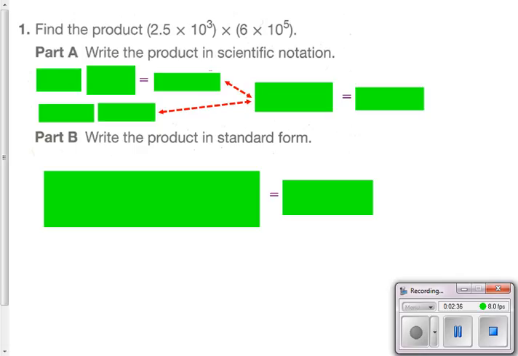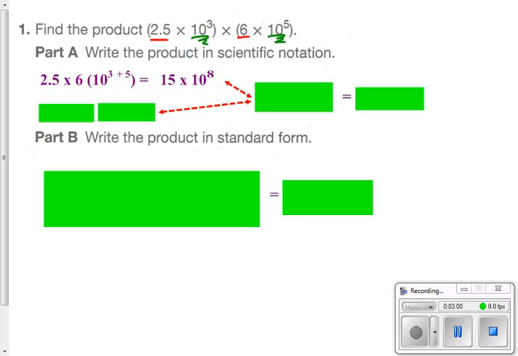Example 1: find the product of 2.5 times 10 to the 3rd times 6 times 10 to the 5th. Write the product in scientific notation. So two scientific notations here. I'm multiplying, so I'd start off by multiplying those numbers first. Then I take my exponents, 10 to the 3rd times 10 to the 5th. When you multiply and have the same base, you add exponents. So I would wind up with 15 times 10 to the 8th. The answer's not done yet, because this number is not in scientific notation. 15 is not between 1 and 10. So I'm going to convert 15 into scientific notation. 15 in scientific notation is 1.5 times 10 to the 1st.